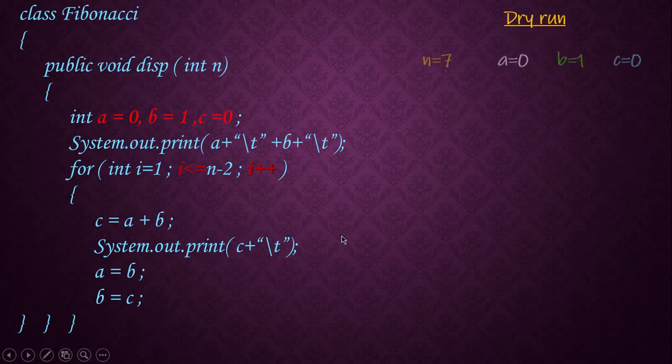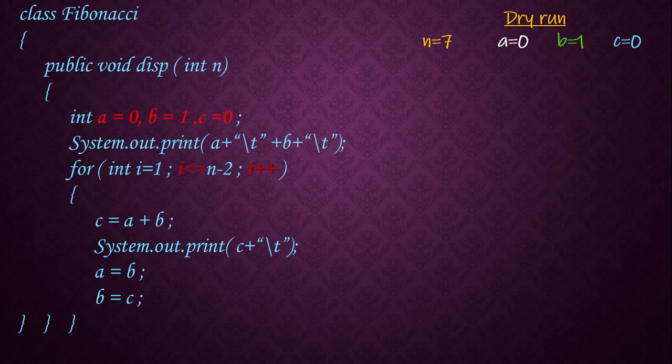So suppose I have taken the value of n equals 7 and my A is initialized to 0, B is initialized to 1, and C, which will be used for the summation, is initialized to 0. So my for loop begins when i equals 1. I have already printed the 0 and 1. So what I am doing here is adding the value of A and B. A I am representing with the white color and B with the green color so that it will be easier for you to understand.